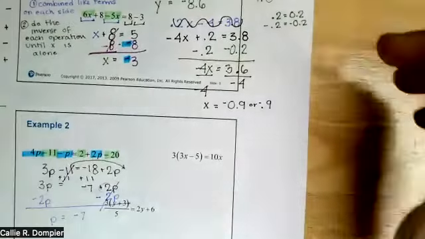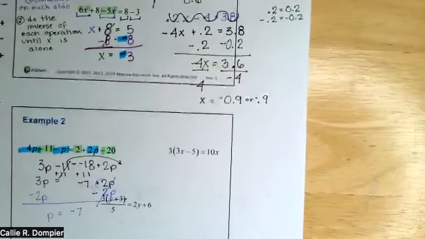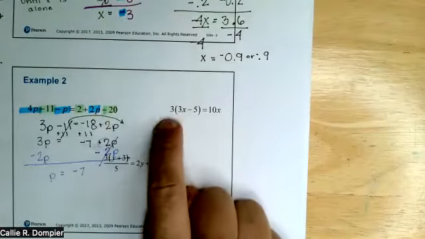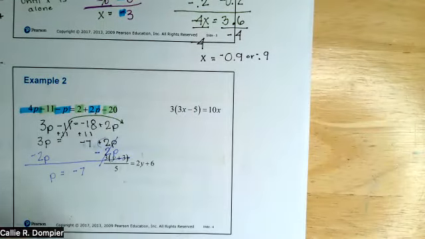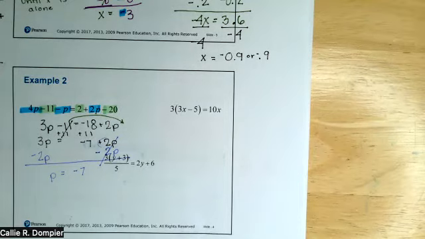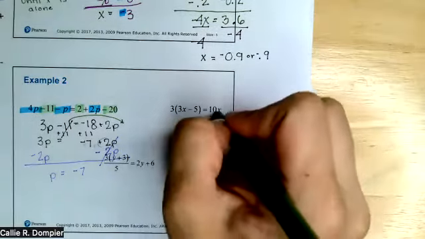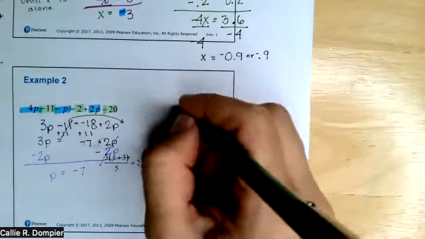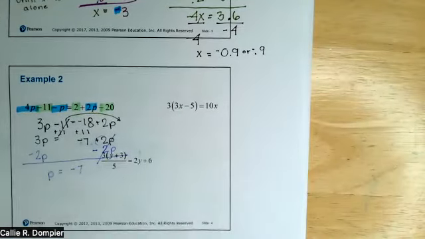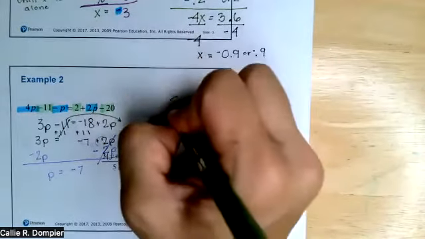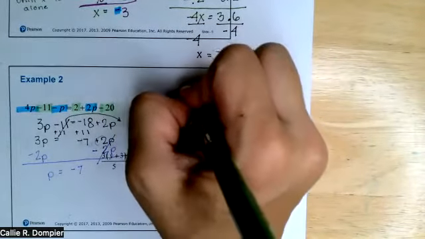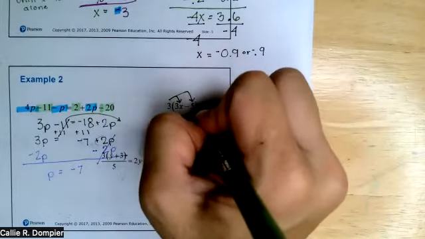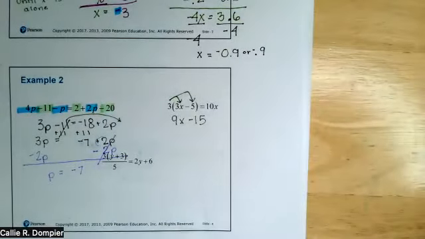3 times 3x minus 5 equals 10x. Here, it wouldn't be wrong to distribute the 3 times the 3 and the 3 times the negative 5. Let's do it the long way. 3 times 3x is 9x. 3 times a negative 5 is a negative 15, no x. So I distributed the 3.